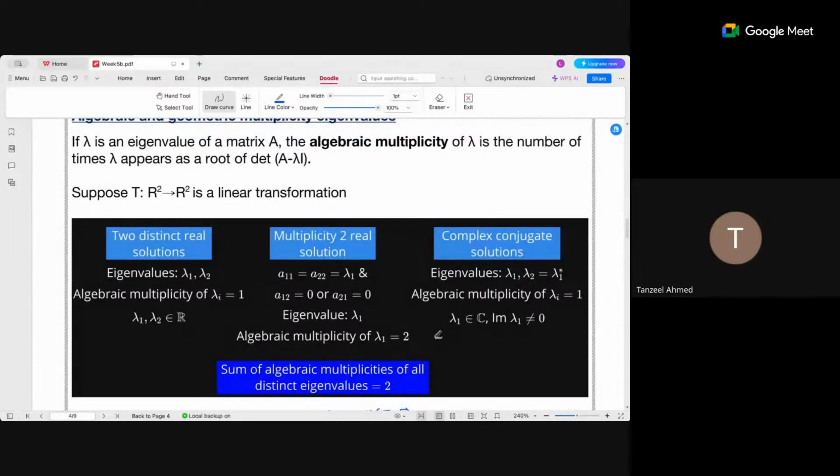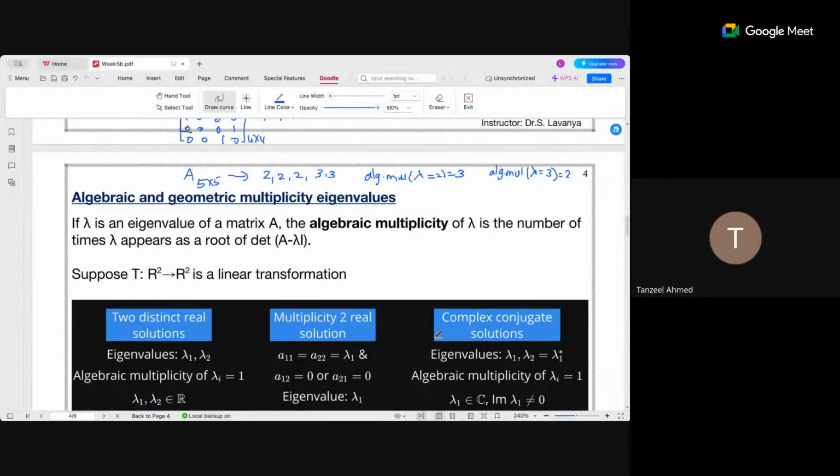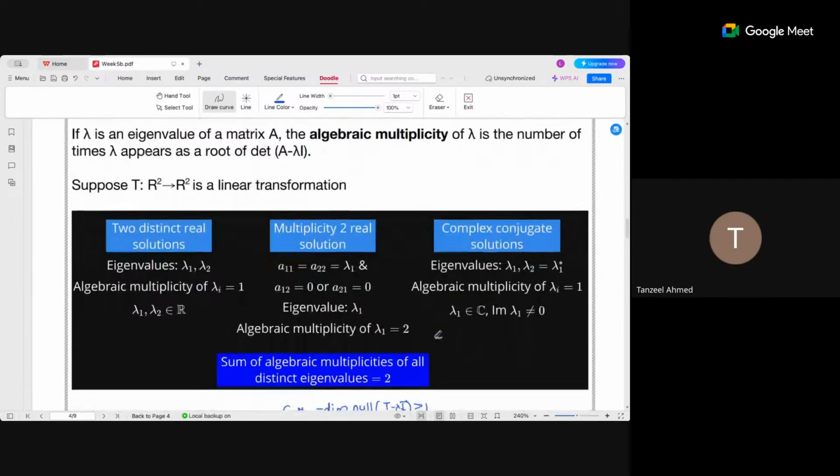Sorry, one thing I was missing here just became clear. So both these terms, algebraic multiplicity and geometric multiplicity, are defined per eigenvalue and not for the whole matrix. Correct. Okay, thank you.